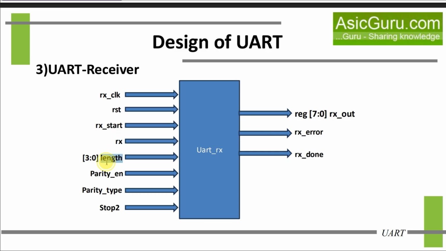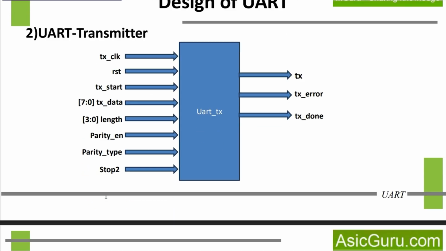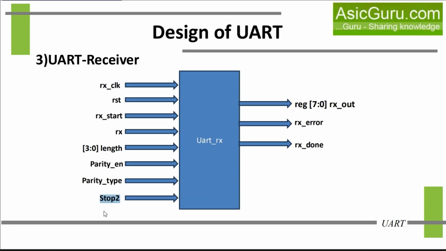Then comes the length. The length is what we are expecting to be sent from the transmitter. Now the parity enable, and parity type, which type of parity it is, even or odd. Then the same stop 2, which we indicated for the transmitter. Stop 2 indicates whether there is 1 stop bit or 2. Now the outputs of the receiver are RX out, RX error and RX done. RX error will be high when our parity type mismatches, RX done will be high when we receive all the data correctly, and RX out stores the incoming data.